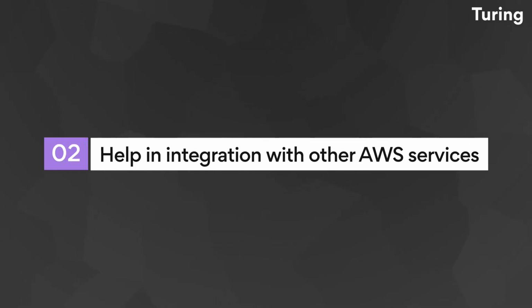Second, they help you integrating with other AWS services. Basically, if you can do it in AWS SDK, you will be able to do it in a state machine. So that's 9,000 APIs that you can use from your state machines.